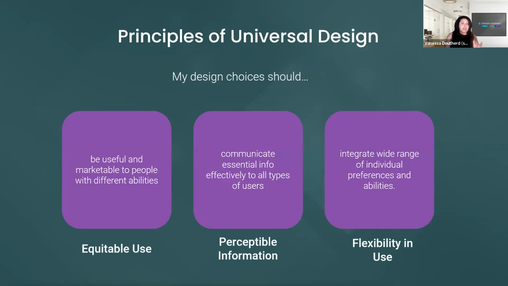They should be useful and marketable to people with different abilities. They should communicate essential information effectively to all types of users, and they should integrate a wide range of individual preferences and abilities. So this is a very high level representation of what universal design choices should do.